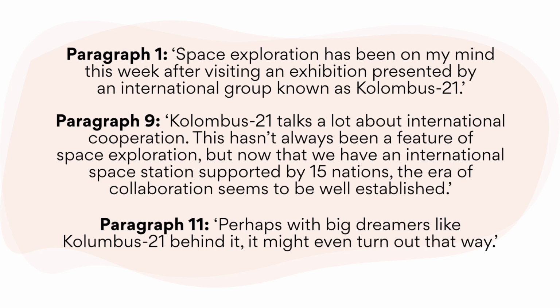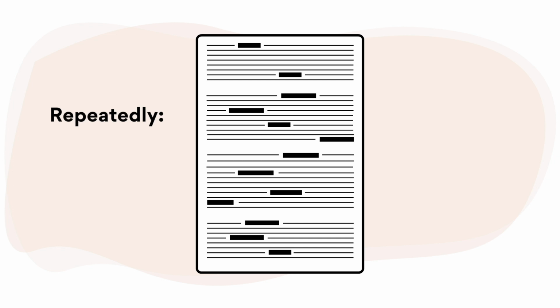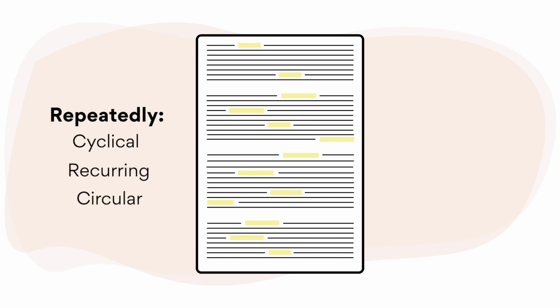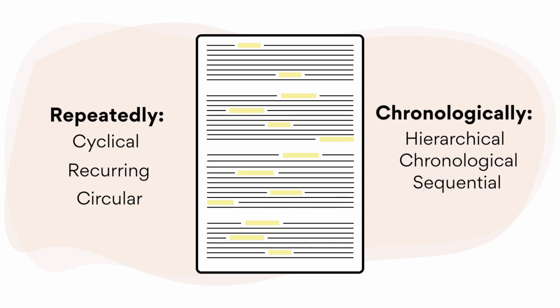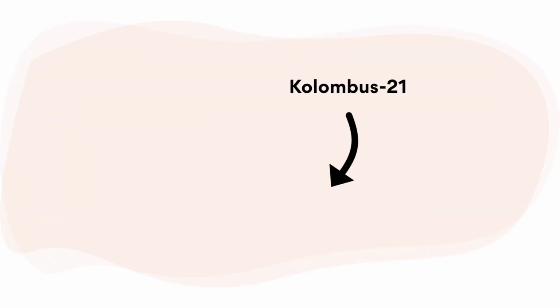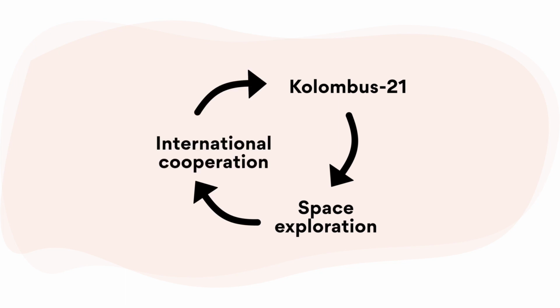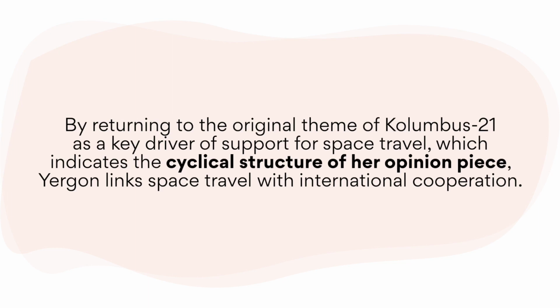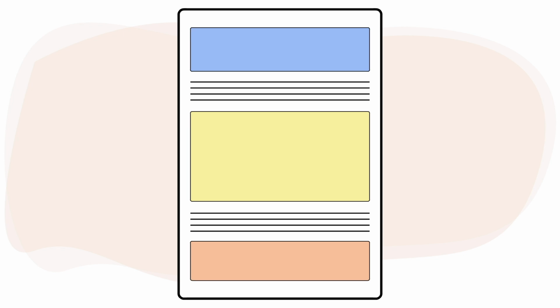Feel free to pause this video and have a read through of these three examples and how they relate to a theme. We can use an array of vocabulary to describe exactly how ideas and themes recur throughout a piece. For example, if something is mentioned repeatedly throughout a piece, we could call it a cyclical, recurring, or circular idea. If an idea is built chronologically, piece by piece, we could call it hierarchical, chronological, sequential, or even linear. In this example, notice how from the beginning to the end of the piece, the author mentions the connection between Columbus 21, space exploration, and international cooperation several times. Let's see what we get. By returning to the original theme of Columbus 21 as a key driver of support for space travel, which indicates the cyclical structure of her opinion piece, Jürgen links space travel with international cooperation. It's also a good idea to reiterate the overall structure of the piece in the conclusion, as it allows you to link the structure with the author's contention.